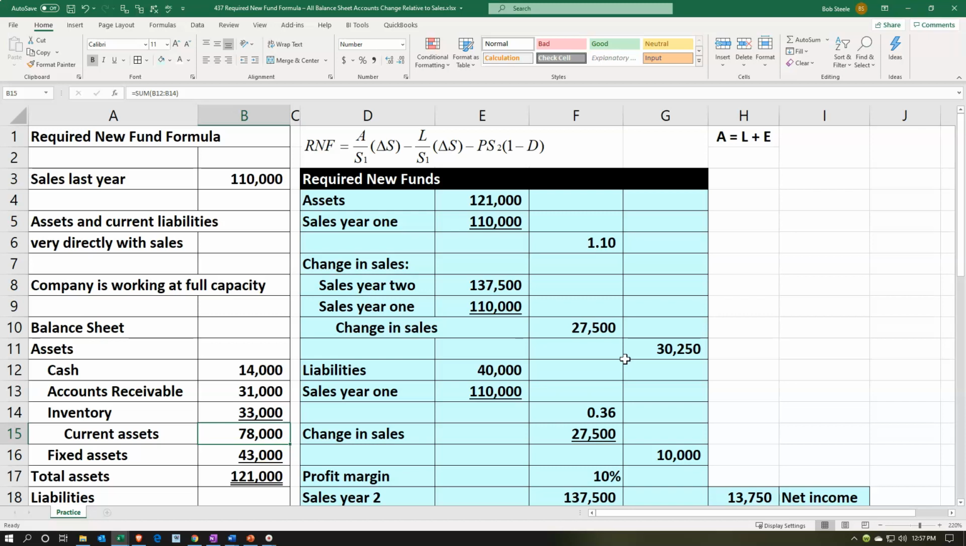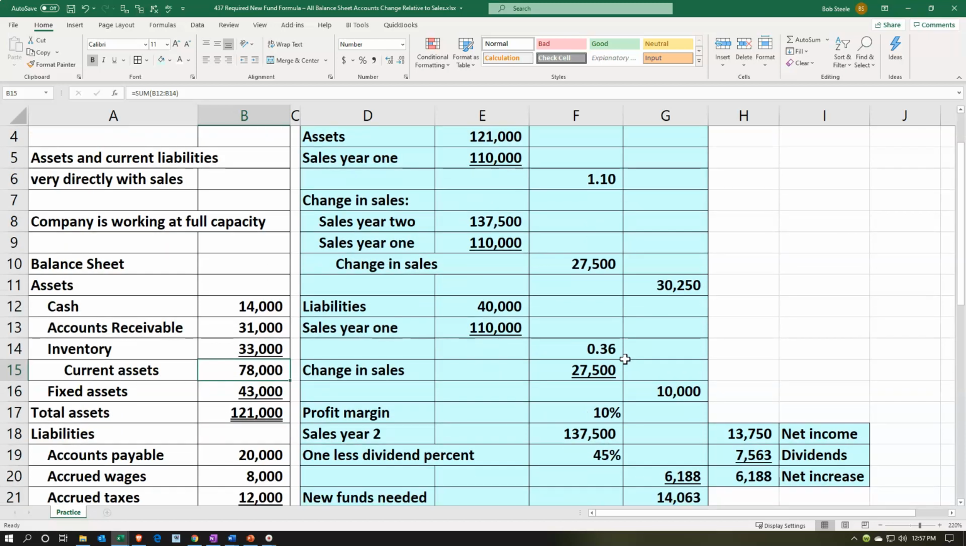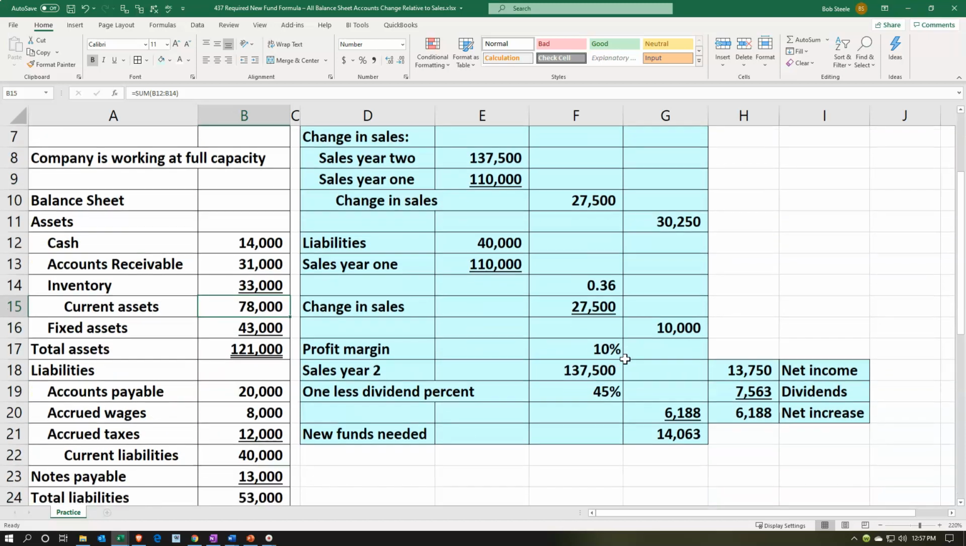As the assets go up, you're going to need more assets in order to generate the increased revenue. And then, of course, how are those assets going to be financed, either with liabilities increasing and/or the equity increasing. Equity then increasing through the net income that will increase, less the amount that's paid out to the owners in the form of dividends.